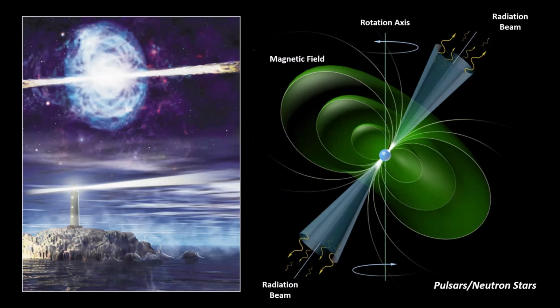Remember, Mercury and Earth had 5 grams per cubic centimeter. These things are 10 to the 14th grams per cubic centimeter, like 100 trillion times the density of water. And a sugar cube size would weigh about 100 million tons. And they have magnetic fields 1 trillion times stronger than the sun. And some of them rotate very rapidly. Most of them do. But if these beams of radiation from the magnetic poles sweep past the Earth, we see it as a pulsar, like beams from a lighthouse hitting you.